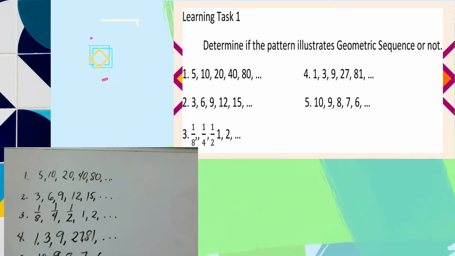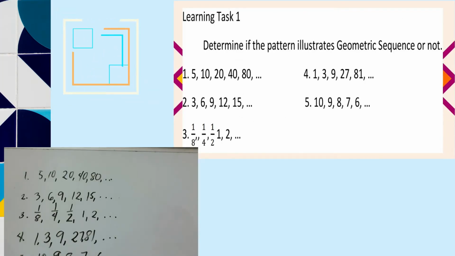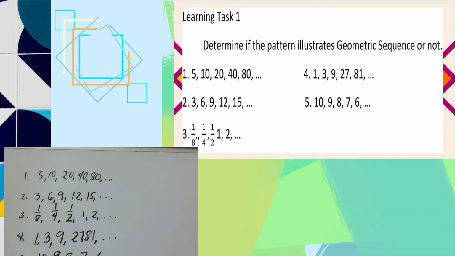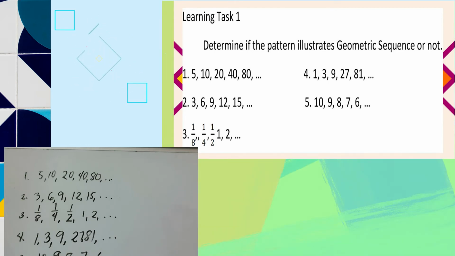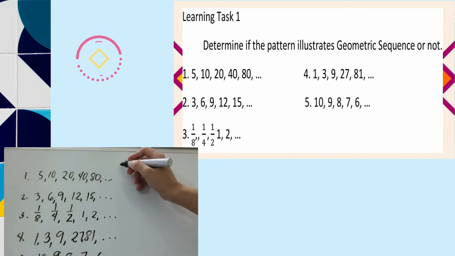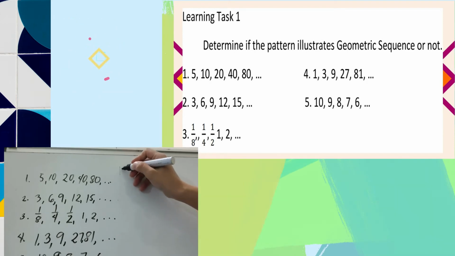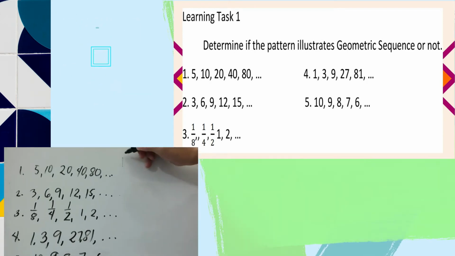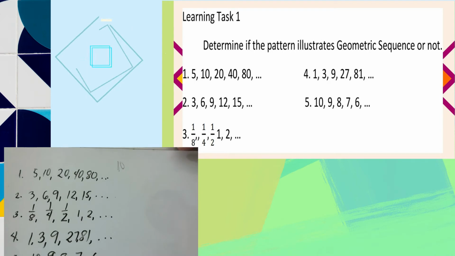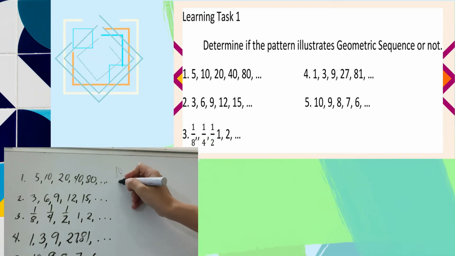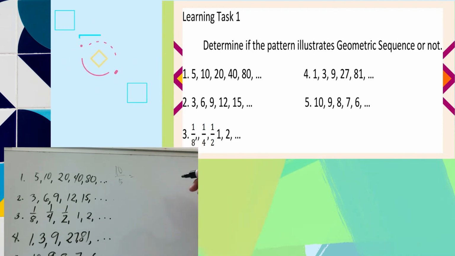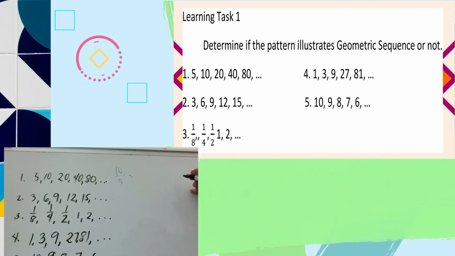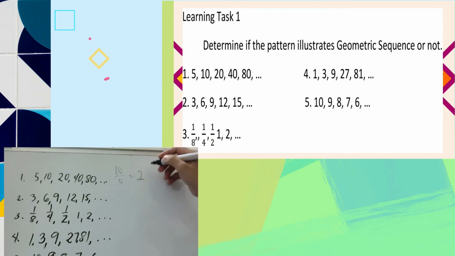Okay, so let's determine if the pattern illustrates a geometric sequence or not. So let's have 5, 10, 20, 40, 80, and so on. Let's try to get the common ratio. So we have 10 divided by 5. What do we get there? We have 2.